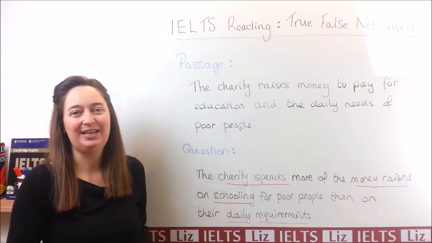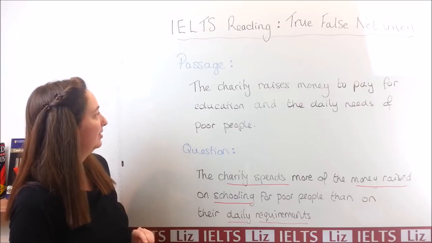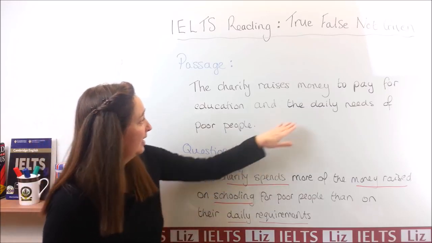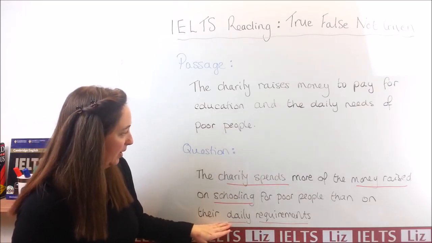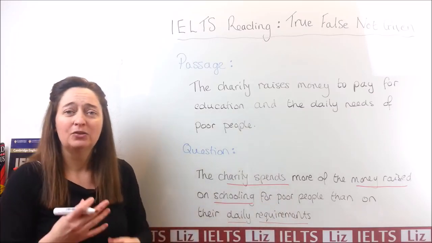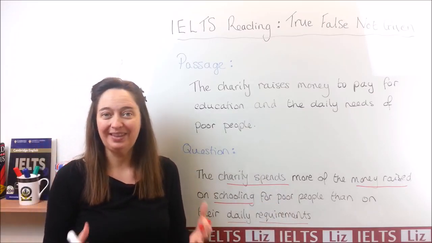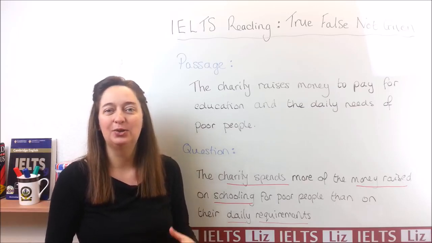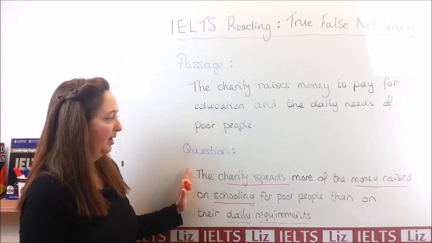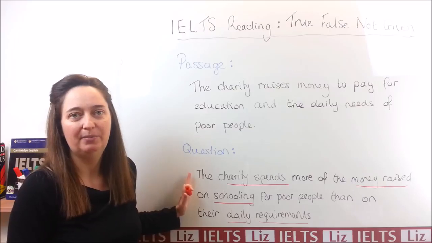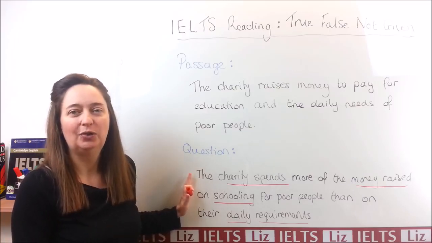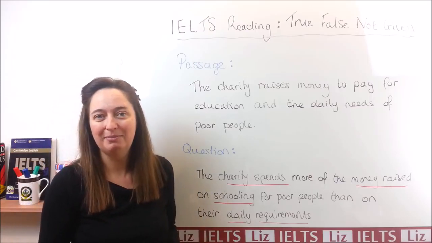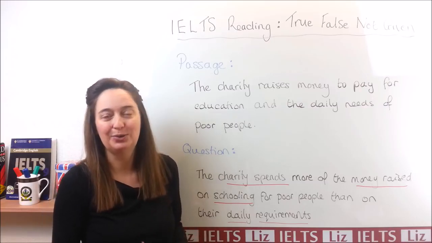So again, in this statement, we have a lot of similar words. The charity raises money to pay for education, schooling, and the daily needs, the daily requirements of poor people. So we have a lot of matching information. Again, what do you think? True, false, or not given? Well, we need to look more deeply at the statement. Now remember, if the answer is true, it means that the information matches. And if the answer is false, it means this is the opposite information. Now, we should prepare the opposite information to make sure that we can decide if it's true or false.